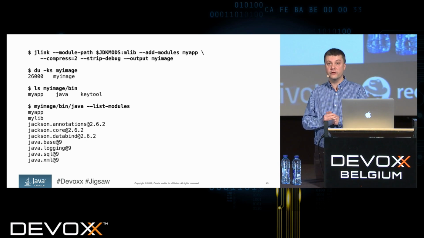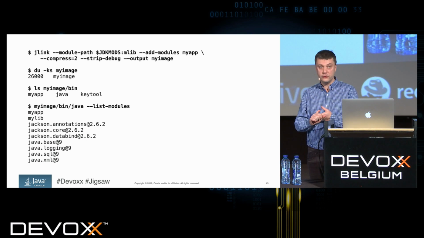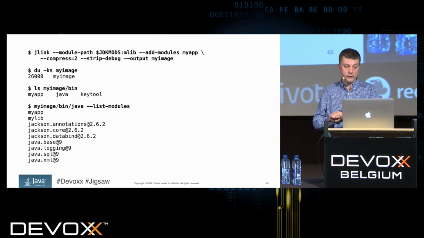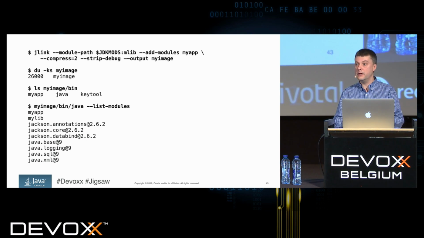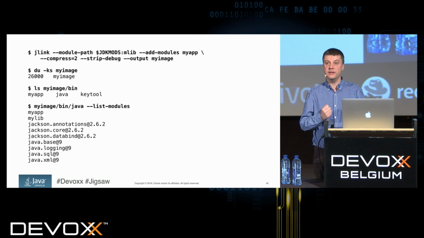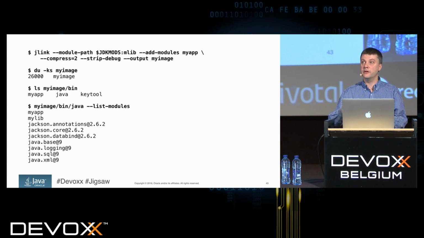When I look in the bin directory of the resulting image, I see the java launcher as before, and I also see that the linker has generated a launcher for my app. When I run the list modules option with the java launcher in this runtime image, then I see the modules that have been linked in. So this is the transitive closure of my app. My app depends on mylib. My app depends on Jackson databind, and Jackson databind depends on Jackson core and Jackson annotations. And there's a small set of platform modules that have also been linked into this image. So I've ended up with 47 modules in this runtime image, which is really nice.